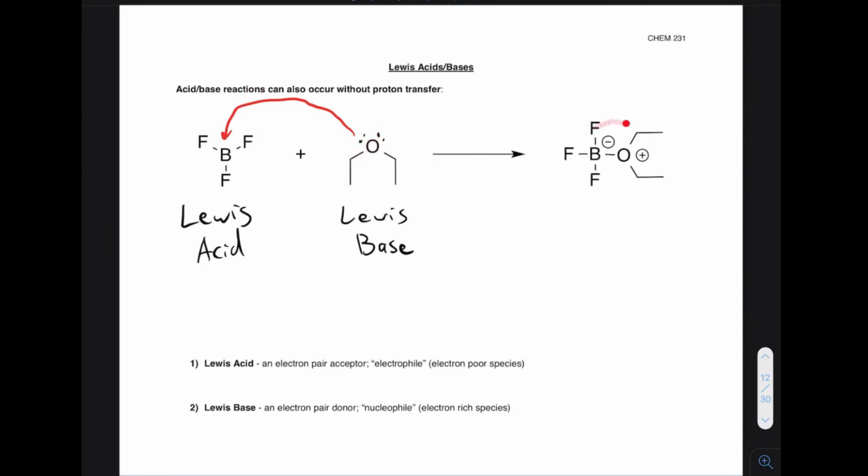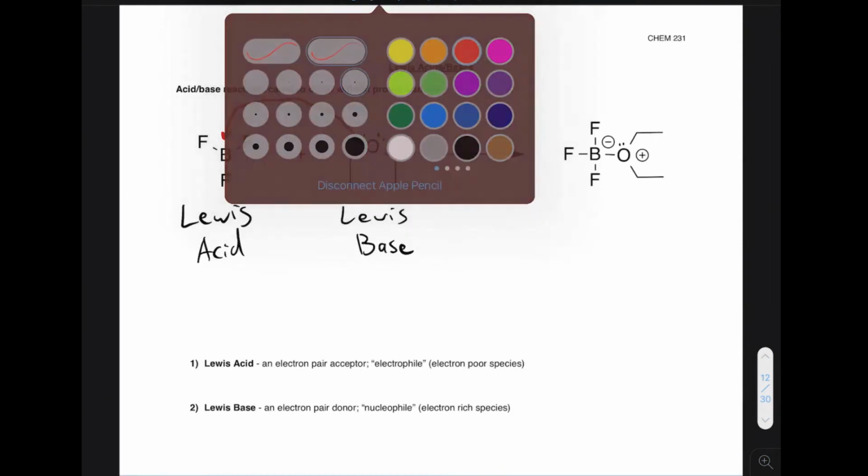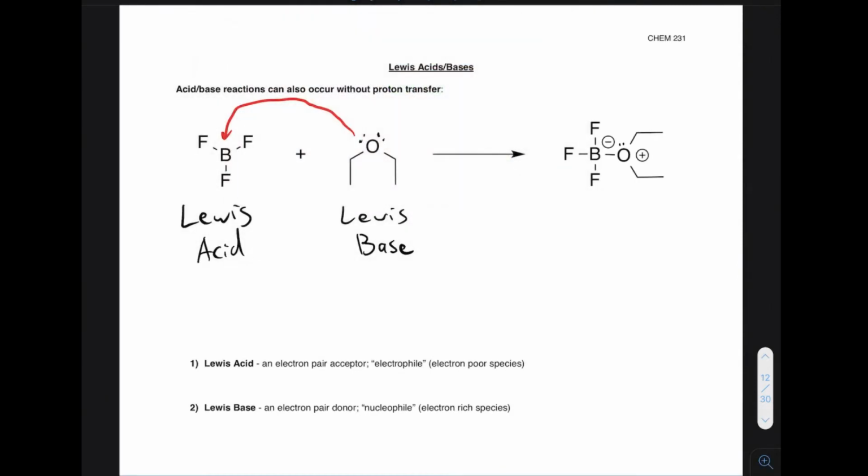Now we can see over here the boron has its octet complete, it's happy, and the oxygen still has an octet here. We'll draw on the lone pair just so you can see. The oxygen is happy with that octet. And if we were to show really clearly where this new bond came from, we could draw it like this. That new bond came from this pair of electrons right here that donated into the boron, making that new bond. I hope that's clear.